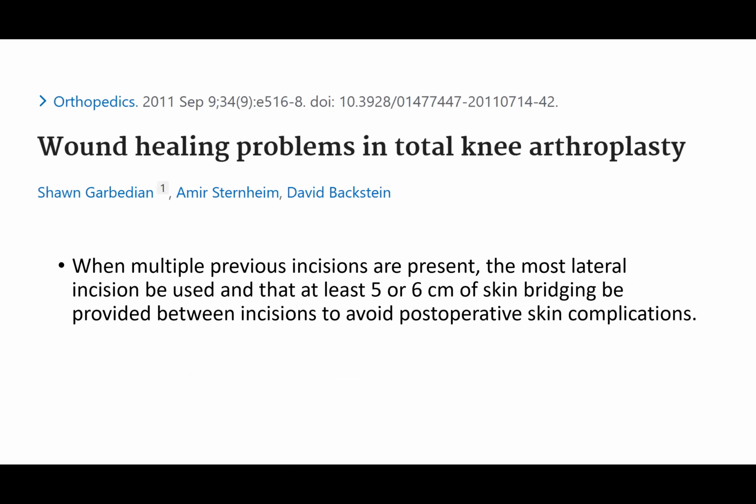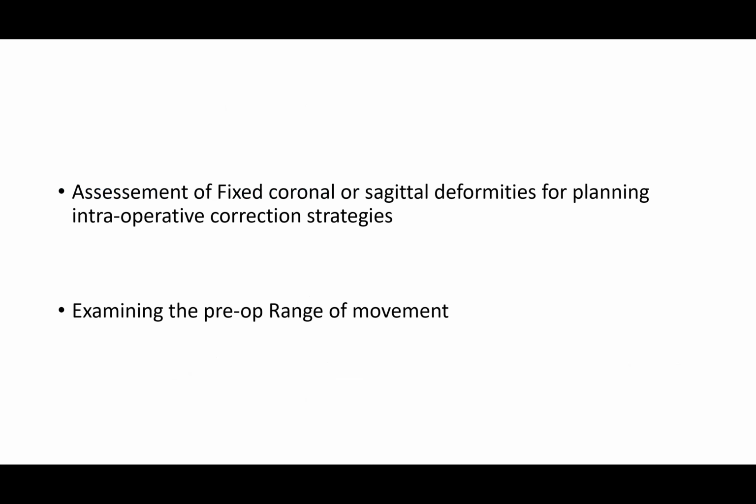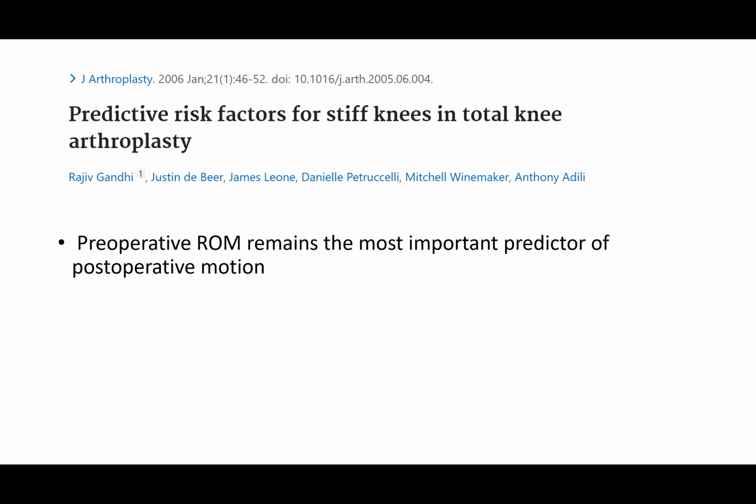And the previous surgical scar should be examined. This article states that when multiple previous incisions are present, the most lateral incision should be used, and that at least 5 to 6 centimeters of skin bridging be provided between the incisions to avoid post-operative skin complications. Then the fixed coronal or sagittal deformities must be assessed for planning intraoperative correction strategies, and then the pre-op range of movement examined. This article supports that the preoperative range of movement remains the most important predictive factor for post-operative motion.